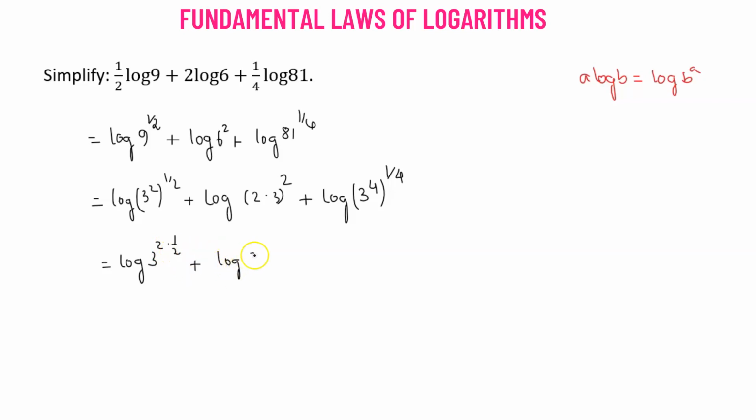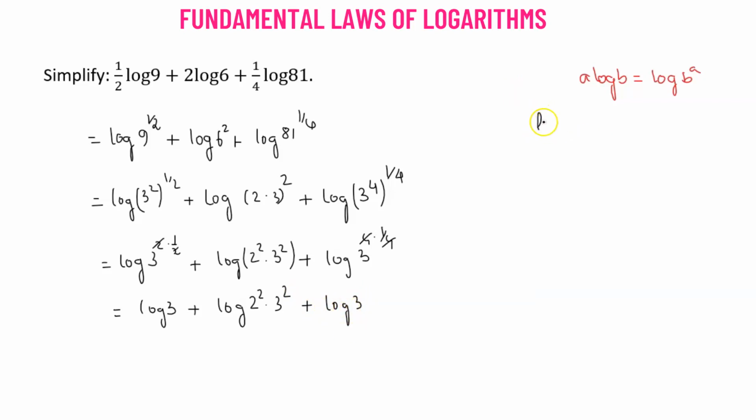Plus log of 2 squared times 3 squared plus log of 3 raised to the power of 4 times 1 over 4. So here 2 times half, that will be 1. 4 times 1 over 4, so that will be 1. So we have log of 3 plus log of 2 squared times 3 squared plus log of 3.